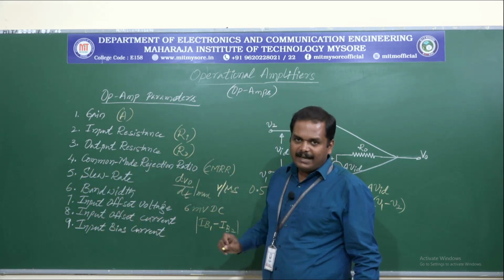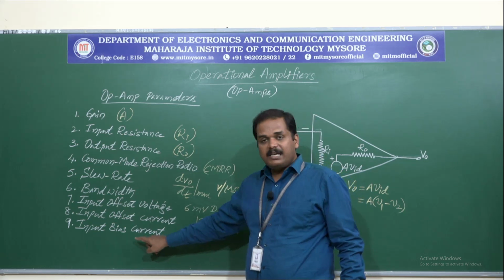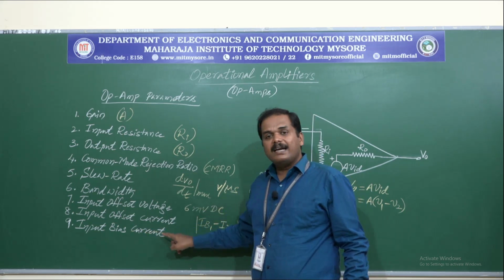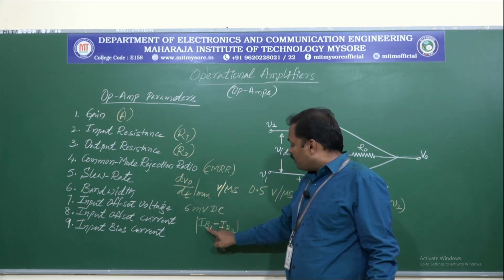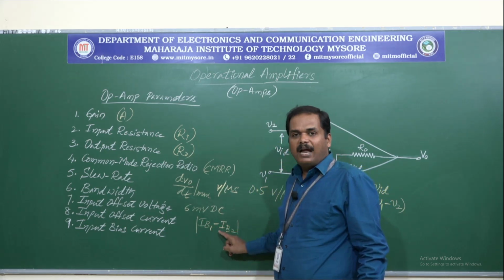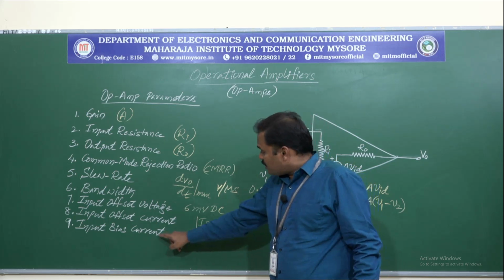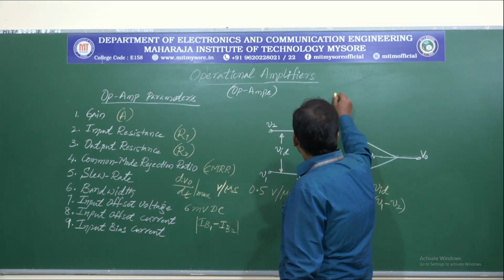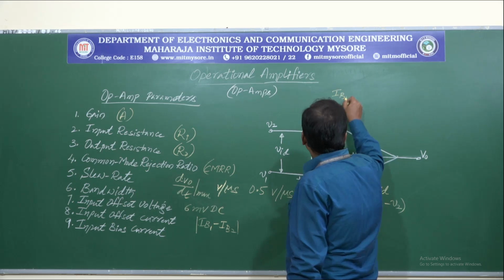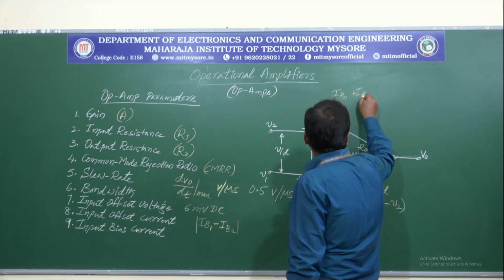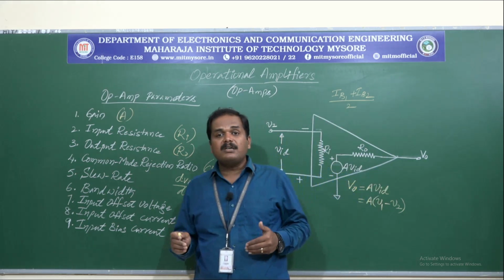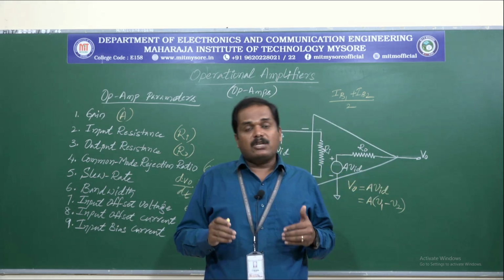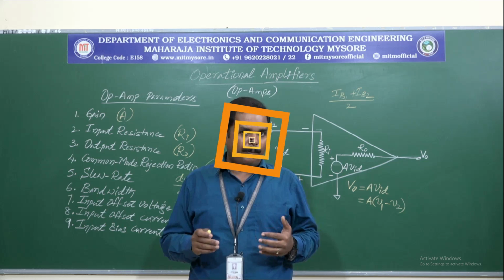We consider the algebraic difference of these two to represent the parameter input offset current. And the last parameter is the input bias current, which is defined as the average of these two currents, IB1 and IB2. This is written as IB1 plus IB2 divided by 2. These are the parameters we have associated with any op-amp.